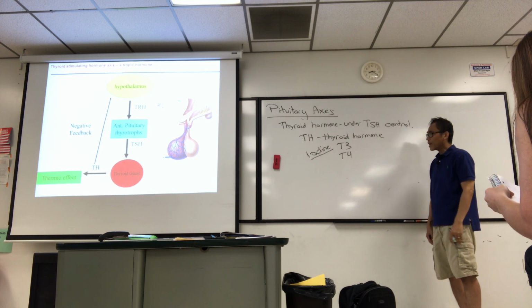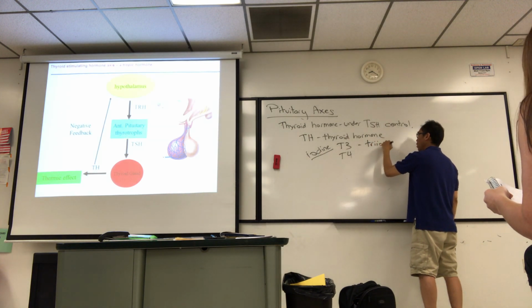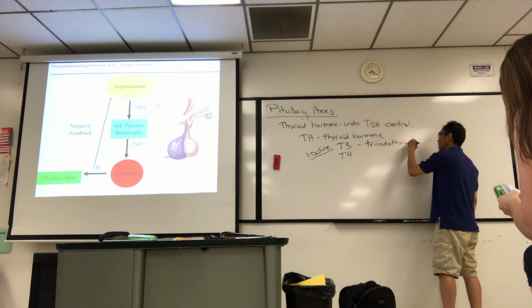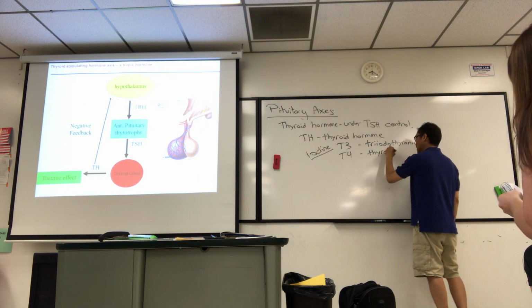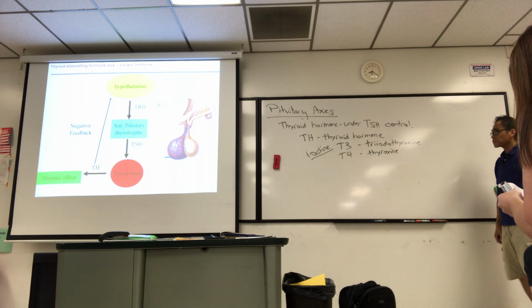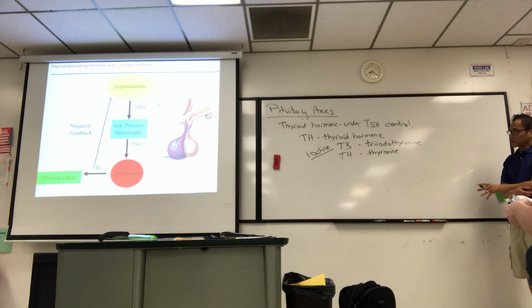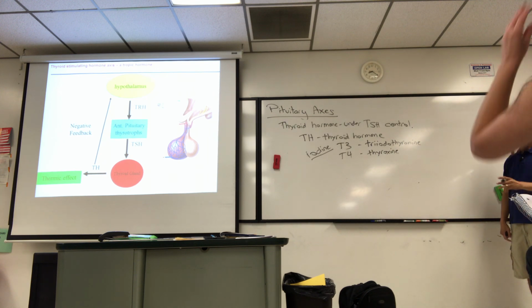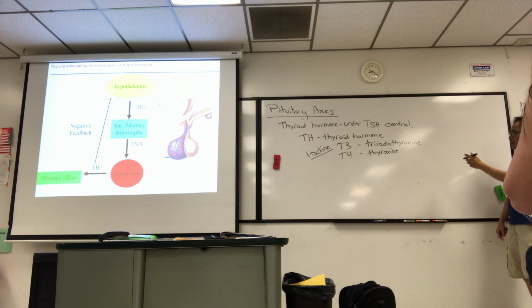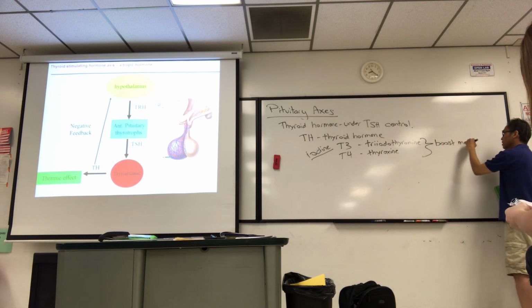And T3 has an alternate name called triiodothyronine. And T4 is also known as thyroxine. Okay, so these are kind of thyroid hormone. When we say that, you actually mean T3, T4. And you can also call T3, T4 these alternate names. And these have the thermic effect, that's another way of saying boosting metabolism, burn calories.